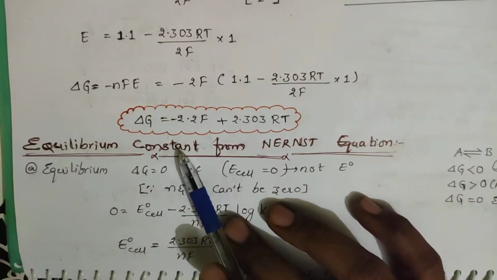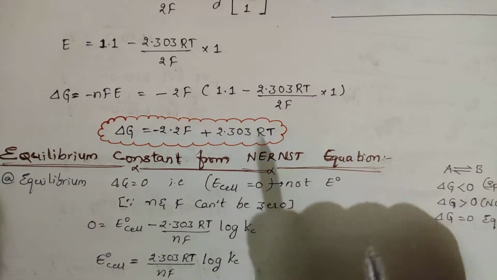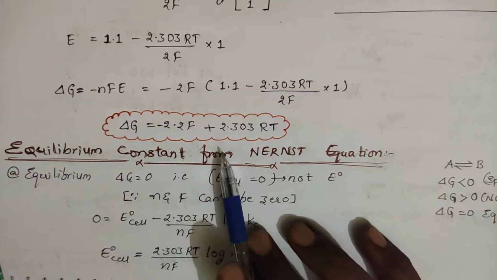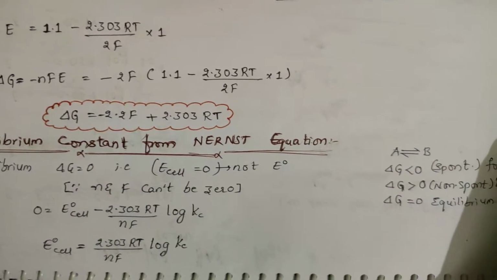So yesterday we completed up to here, right? Delta G is equal to minus 2.303 RT... Now in this session we are going to deal with the equilibrium constant from the next equation. Okay, so let us assume something.